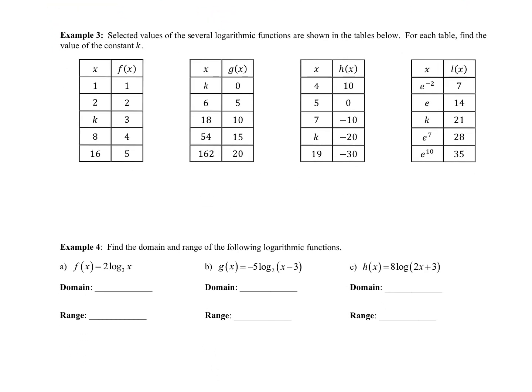Example 3. Selected values of several logarithmic functions are shown in the table below. For each table, find the value of the constant k. So let's talk about these logarithmic functions first of all. What do we know about logarithmics with tables? What do we know about input values? What are they doing? They don't add. The input values are multiplying. And what do we know about the output values, the f of x or the y? What are the output values doing? Additively. They're adding from term to term. That's what we need to know about logarithmic functions.